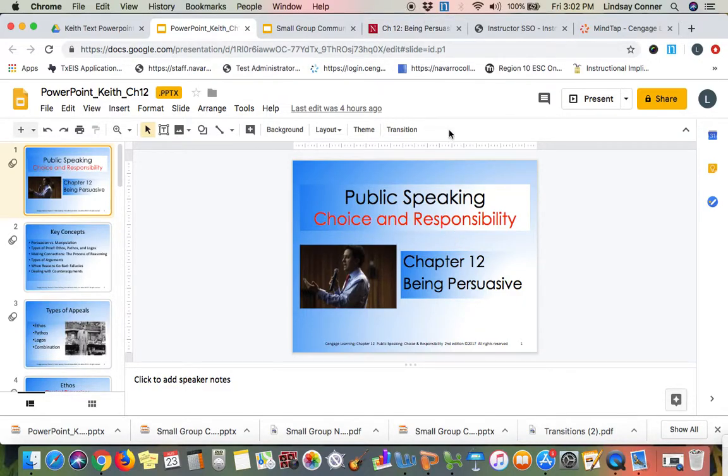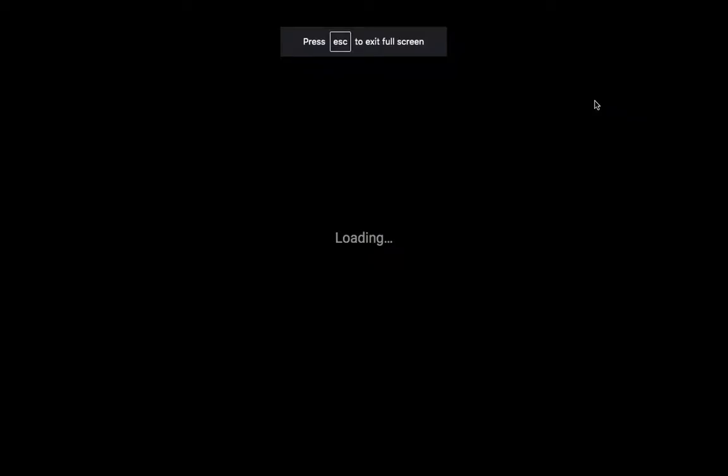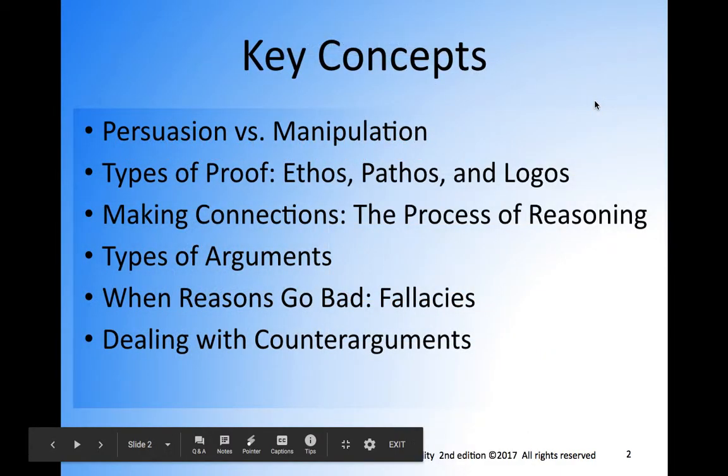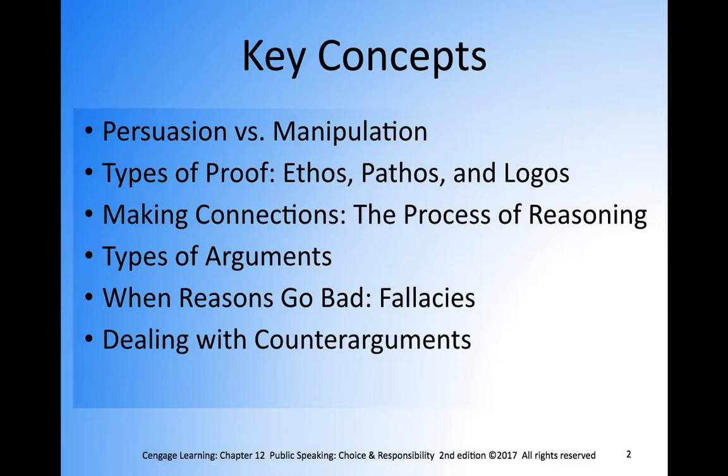So today we're going to be talking about persuasive speaking. We're going to go over these notes, but a lot of the information that I do want you to be aware of is in your book. So I do want to make sure that you go and look at some of these examples in your book for further explanation.